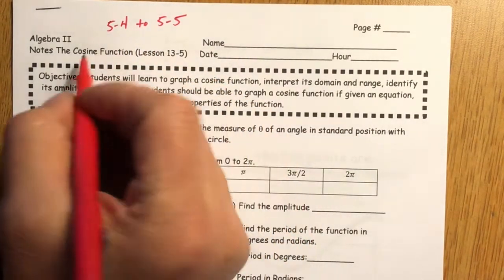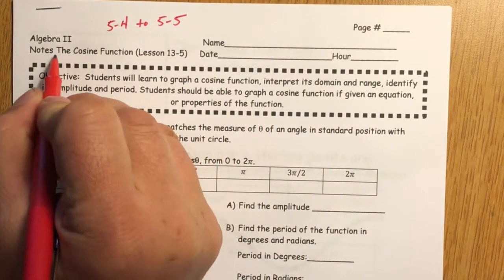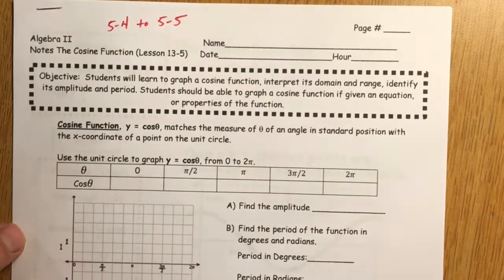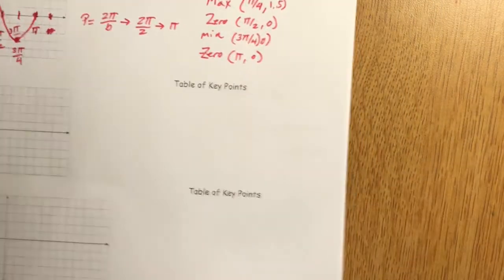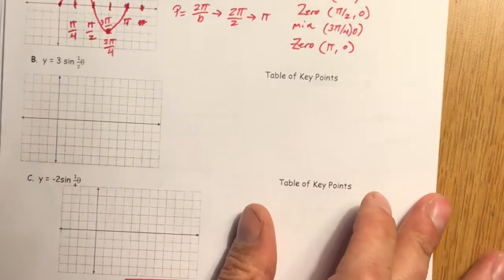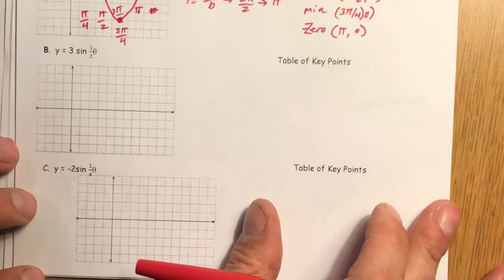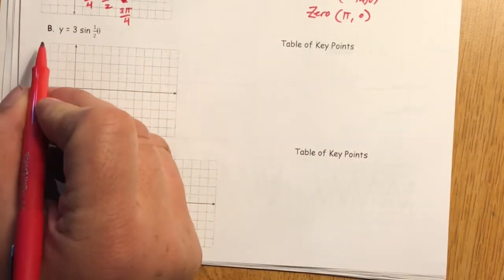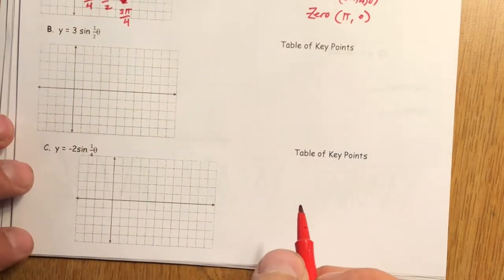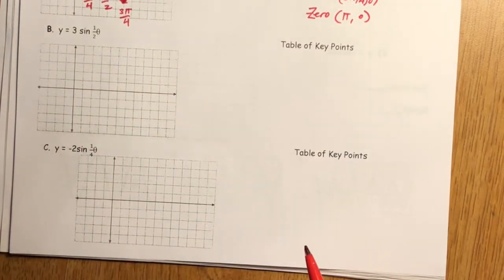Okay, so before we start on the cosine function, I just want to go back to your homework, right? The answers are on Schoology, so you guys can check those answers when you get a chance, okay? I just wanted to go over number 2B with you guys, just kind of as a review, okay?